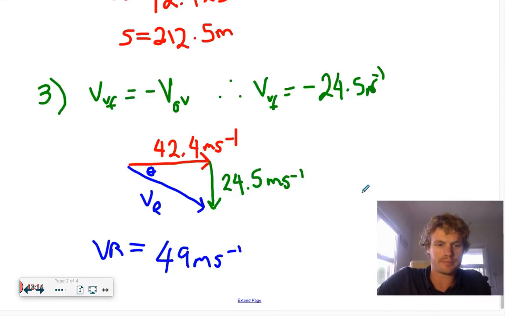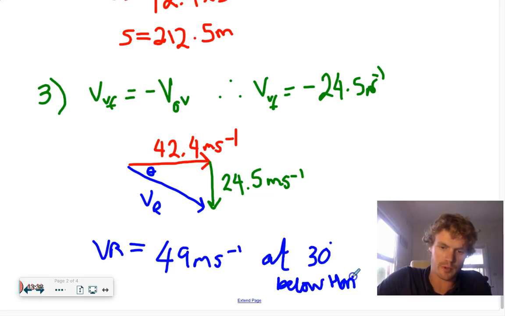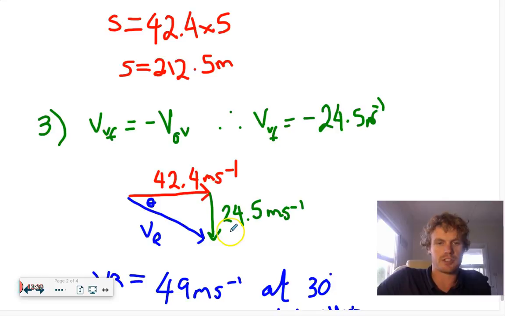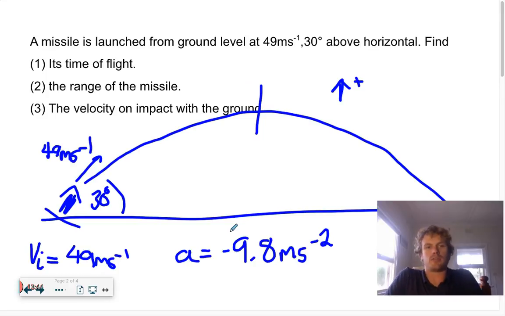But the angle now, instead of being projected above horizontal, it's being projected below horizontal. So it's at 30 degrees below horizontal. So we've now answered this question here. A missile is launched from ground level at 49 meters per second, 30 degrees above horizontal. We found the time of flight, we found the range, and we found the velocity on impact with the ground.